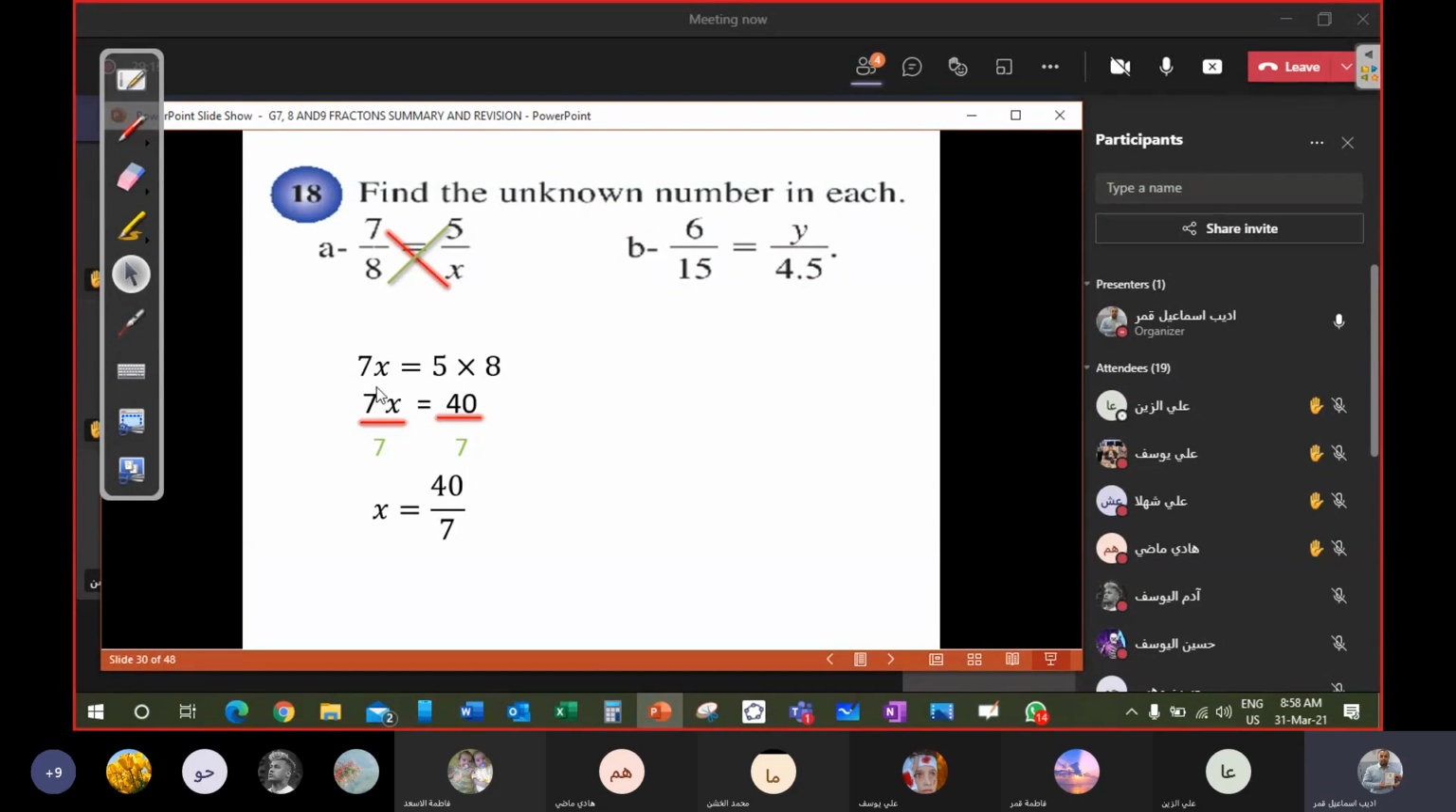Zainab Manam, the other one. Yes, 6 times 4.5 equal 15 times y. So I need to put the product with the unknown first on the left hand side. First I put 15y, 15 times y is 15y. Unknown, I try to keep the unknown on the first side.